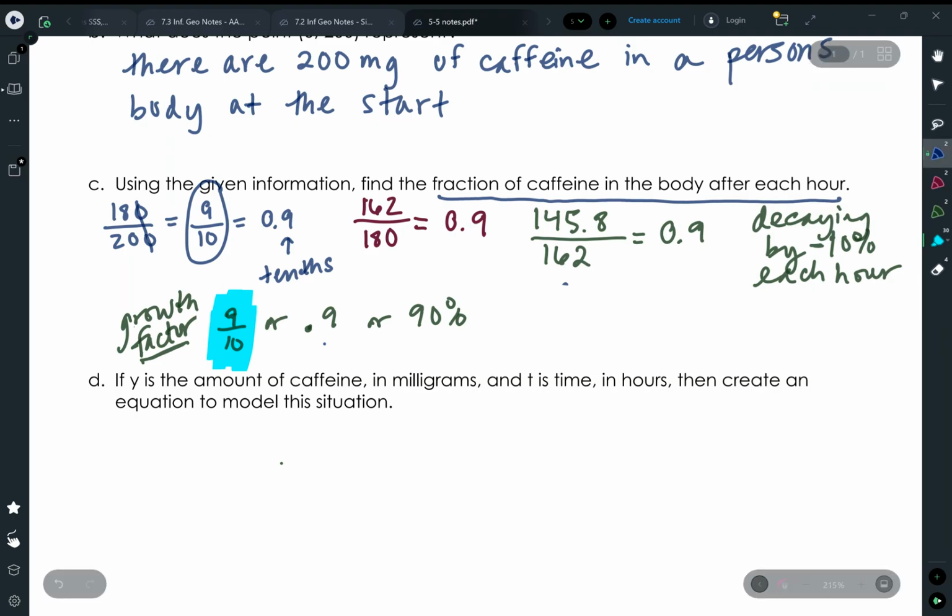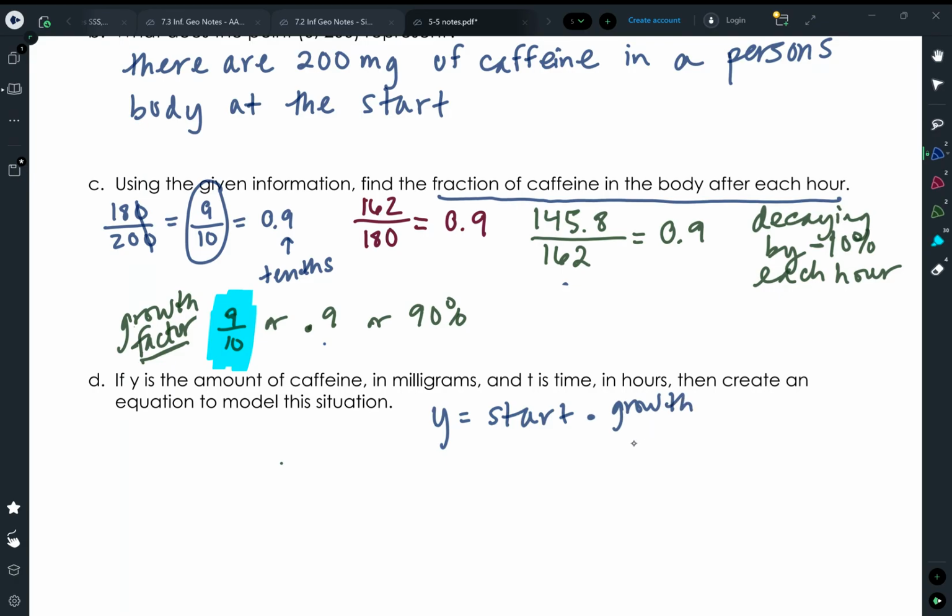The next step, though, of course, is to write that equation. So we want our caffeine to be y, our time to be t in hours. And so we're going to have y equals our start times our growth factor, so whatever we're multiplying by each time, and then raised to the x power, but in this case we're not using x, we're using t. So I'm going to write y equals, at the start at time 0, the person had 200 milligrams of caffeine in their system. The growth factor, what we're multiplying by each time, is 9/10, and it's going to be raised to the t power.